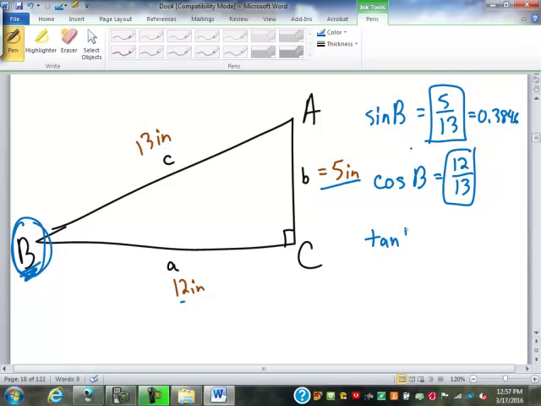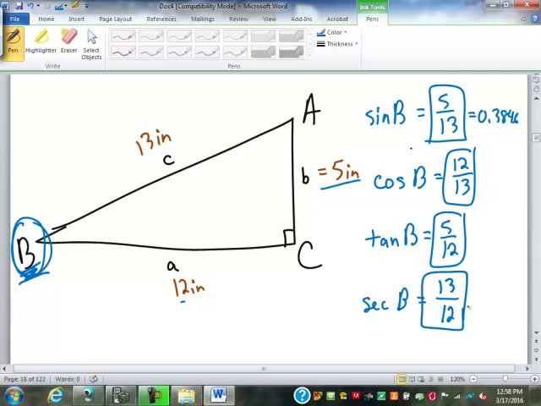If I look at the tangent of angle B, tangent is opposite over adjacent, right? Opposite would be 5. Adjacent would be 12. Again, you could divide it out and make a decimal if you wanted to. Secant of angle B. Well, secant is hypotenuse over adjacent. What's the hypotenuse? 13. And for angle B, the adjacent is still the 12. So 12 over 13, or 1.083 if you divide it out.